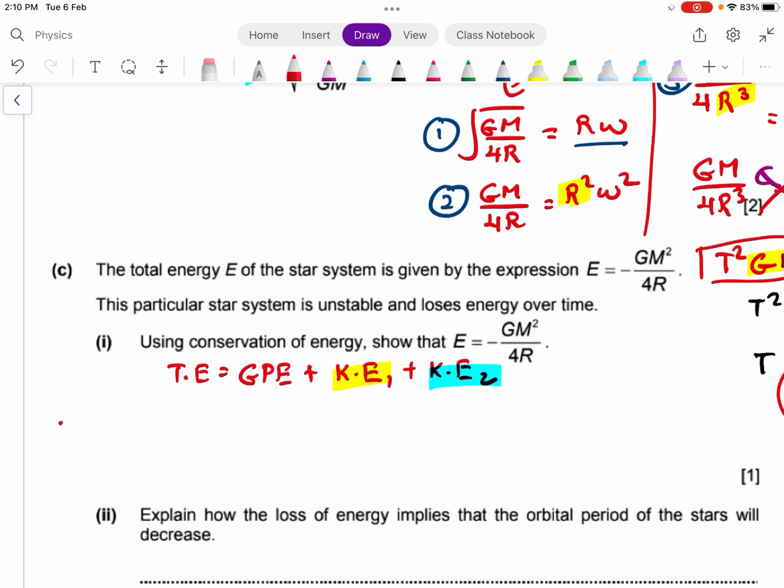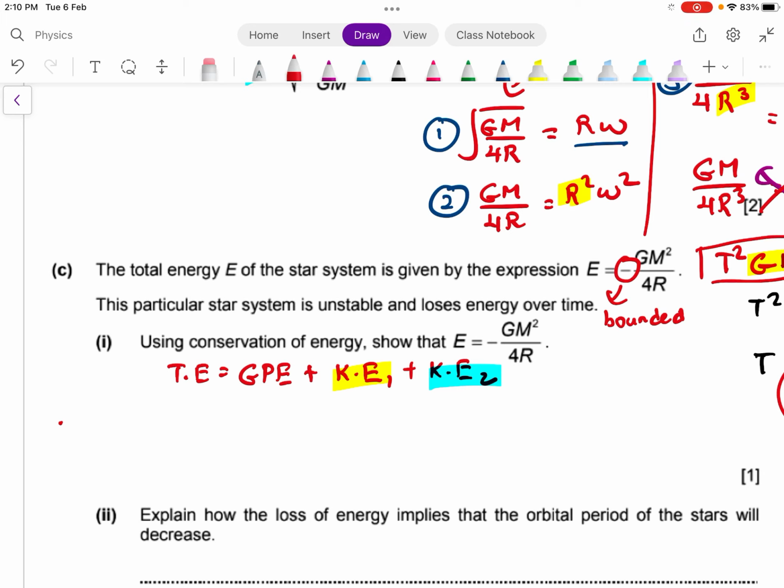So E is equal to negative GMm over 4R. There's a negative due to the fact that the system is bound. We are asked to use the conservation of energy to show that the total energy is given as such. So total energy is equal to GPE plus K1 plus K2. You might be wondering, how come there is a K2?